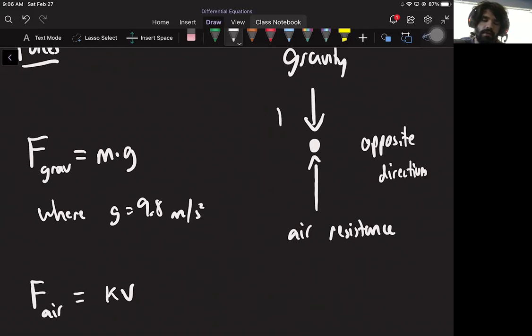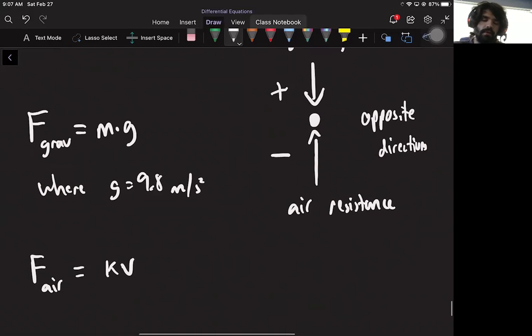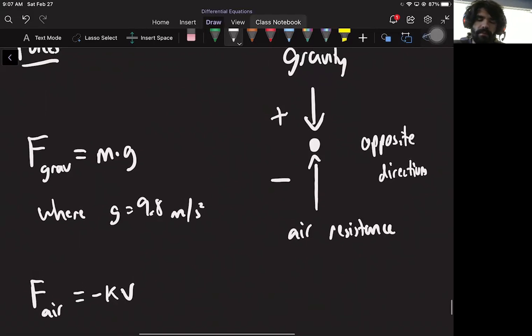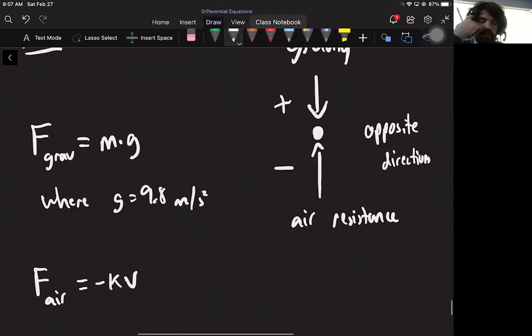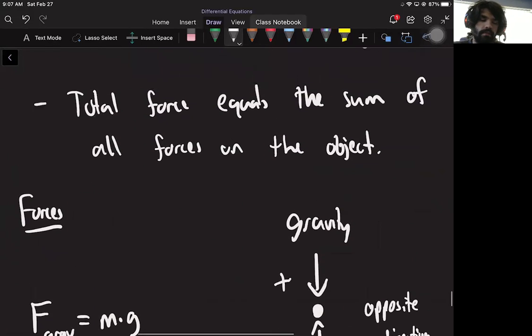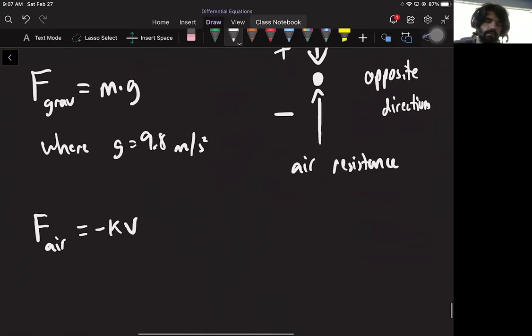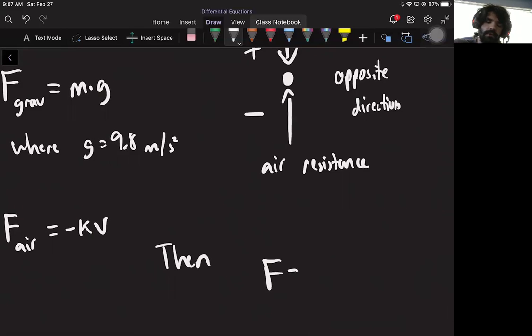So gravity, I'm going to count as positive. So going down is positive and going up is negative. So I'm going to say that there should be a negative there because they're in opposite directions. Okay, so then the amount that the gravity pushes you down plus the amount that air resistance pushes you up, according to this law, should equal the total force. And this gives us the differential equation.